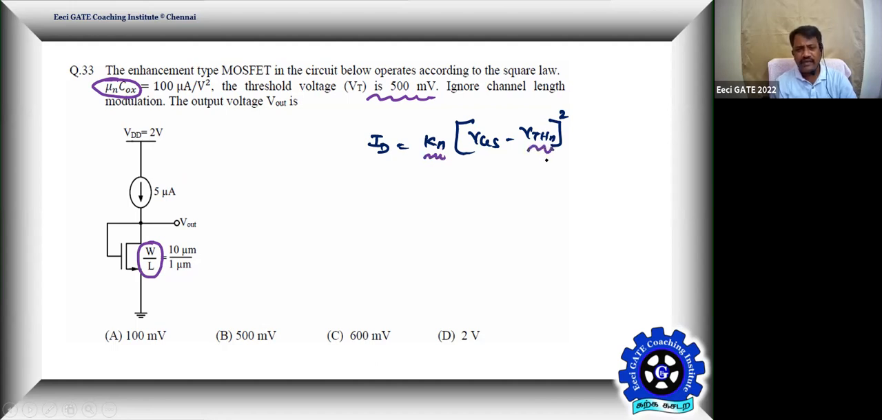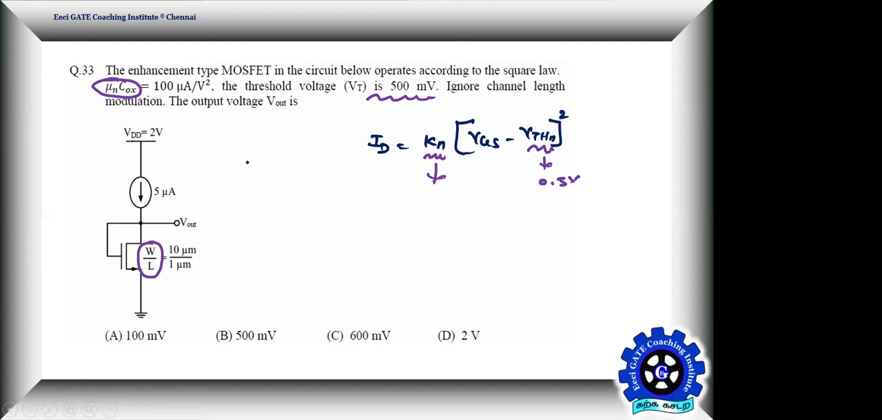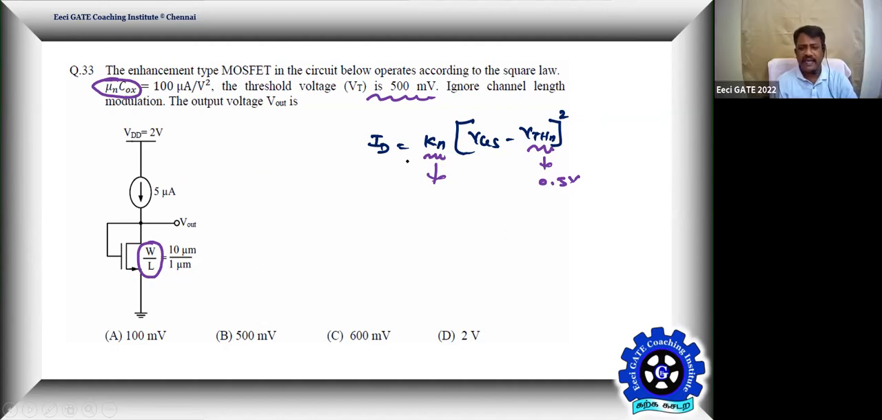V threshold is given how much? 500 millivolt, which we can take comfortably as 0.5. And Kn we are looking for, that Kn data is not given. Correct? If that is given, we can complete the problem. That means the Kn data is a function of these parameters mu and Cox and W by L.